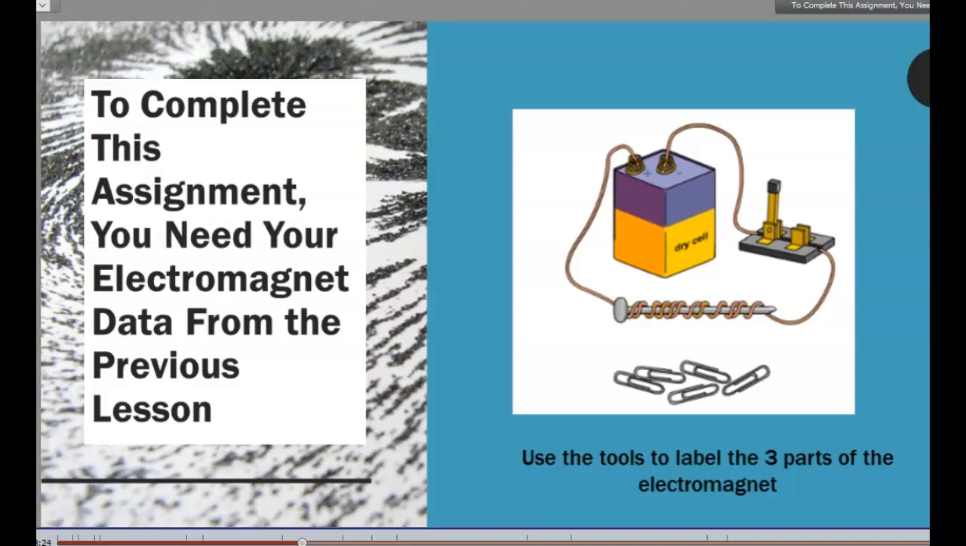Basically, it's just identifying what we're looking at. Don't be shy. No takers?